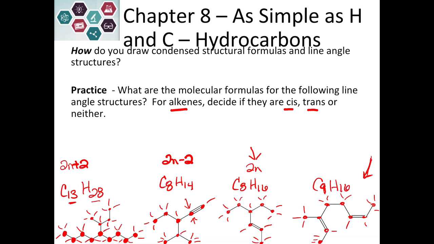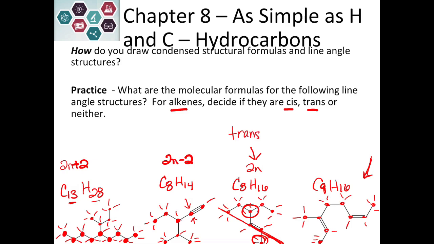Then the other thing that this problem wants us to do is decide if our double bonds are cis or trans. So we're again going to draw that line through the double bonds. And if we circle the carbons that are attached, we have 1 on each of the double bond carbons and they are on opposite sides of the line, so this is trans.